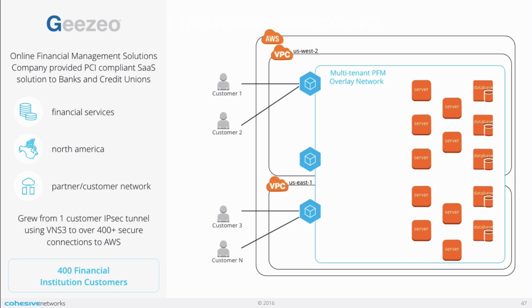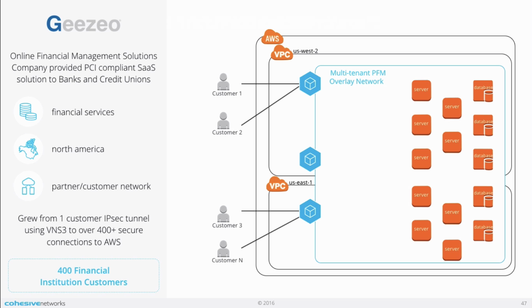They are unique because they're completely AWS based. So all of their databases and servers live in AWS. They've spread it over multiple VPC regions for higher availability, and they use a multi-tenant overlay network to connect their AWS resources to multiple customers.